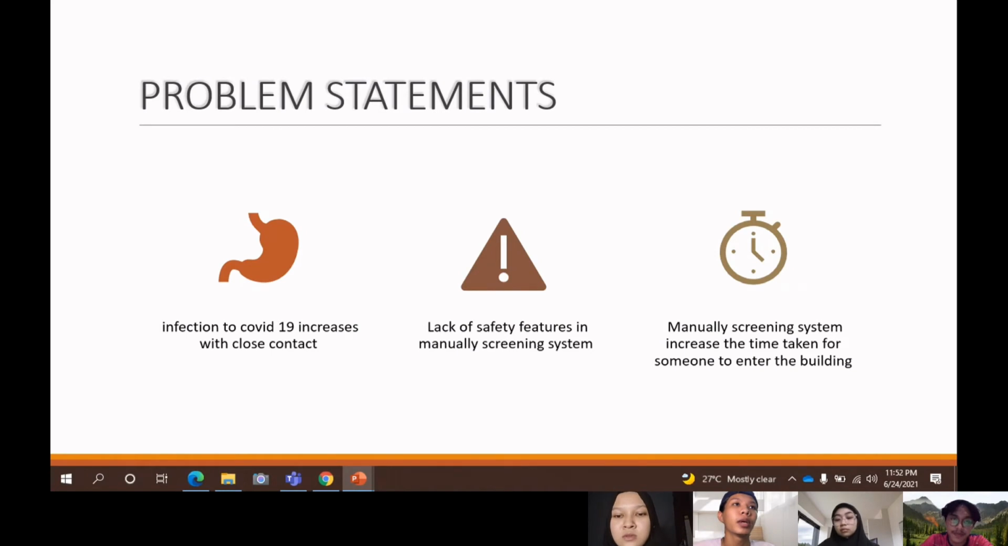The problem statement for this project is infection to COVID-19 increases with close contact, lack of safety features in manually screening system, and manually screening system increase the time taken for someone to enter the building.